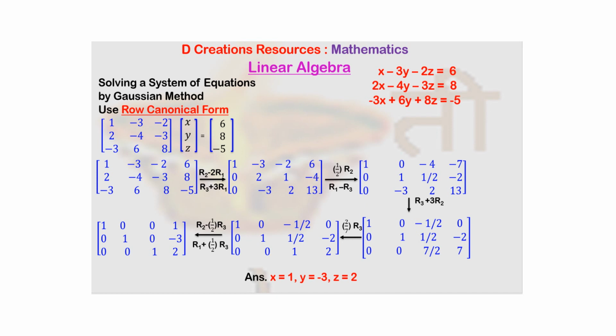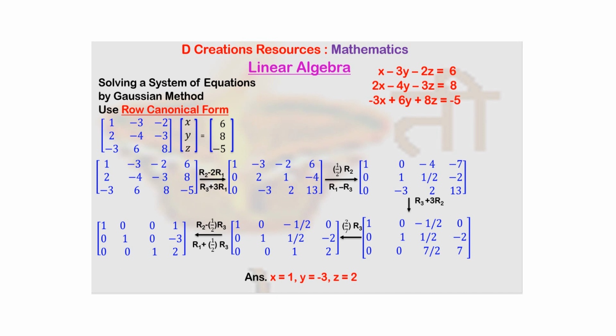Similarly, even for row 3, you have to just add 3 into the first row. So here minus 3 into 3 is minus 9. So if you add minus 9 to 6, it gives you minus 3. Similarly, minus 2 into 3 is minus 6. So 8 minus 6 gives you 2. And minus 5 into 3 is minus 15. No, sorry. You have to add 3 into row 1. So 6 into 3 is 18. And minus 5 plus 18 is 13. So you get this matrix.